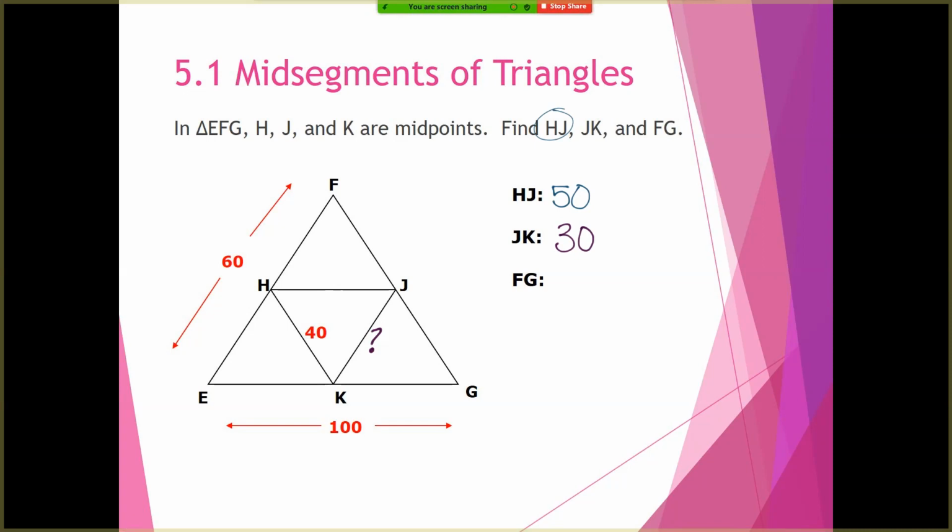And then the last one, we're being asked to find FG. FG is out here. So it's that entire right-hand side of our triangle. Do I know the midsegment that's parallel? Absolutely, it's 40. So if the midsegment's 40, what's the base? 80, perfect.